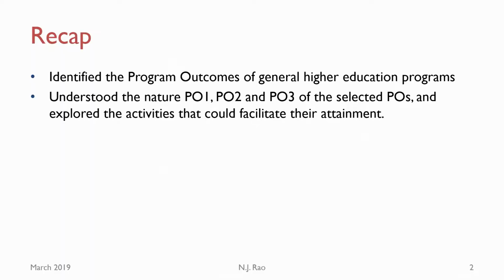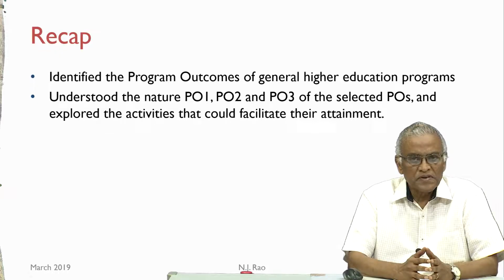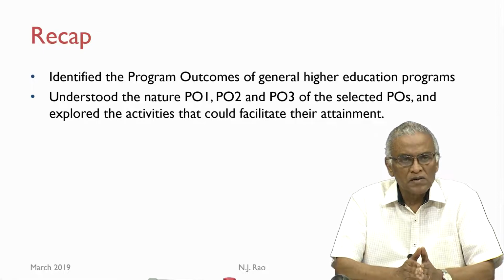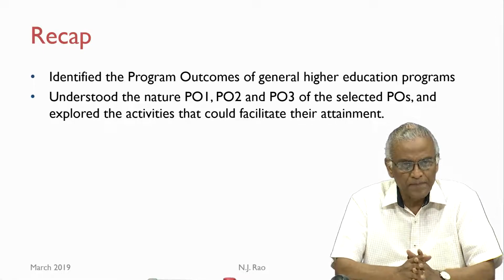Greetings and welcome to Unit 7 of Module 1 of TALG, and this is going to be related to the program outcomes. Partly we have dealt with that in Unit 6, and in Unit 6 we have identified the program outcomes of general higher education programs. What you need to remind yourself is program outcomes of general programs are not going to be identified by the accrediting agency. It is a university or the autonomous institution that will have to identify.